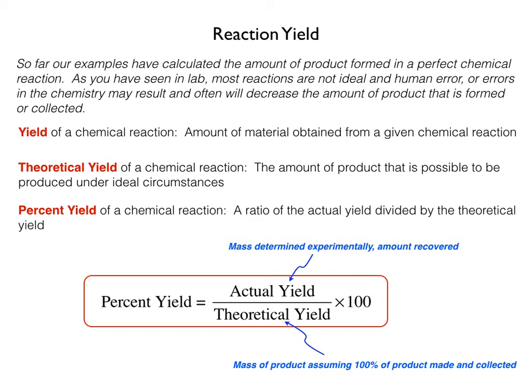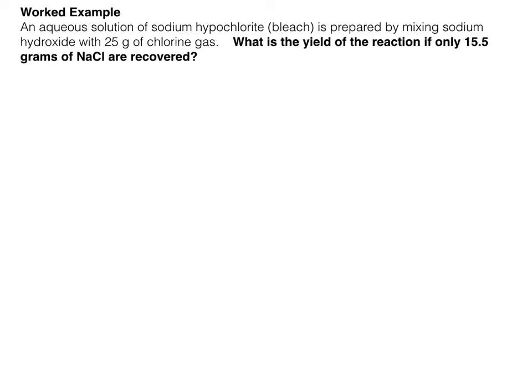So let's look at a couple examples to show you how this works. In our first example, we're going to look at a reaction between a solution of sodium hypochlorite, which is bleach, prepared by mixing sodium hydroxide with 25 grams of chlorine gas. And the question is, what is the yield of the reaction if only 15.5 grams of sodium chloride are recovered? So where do we start?